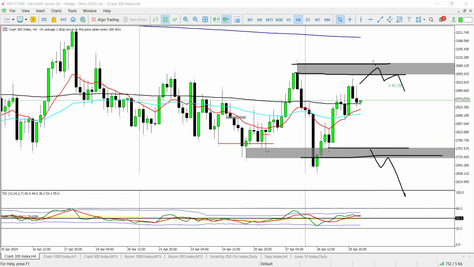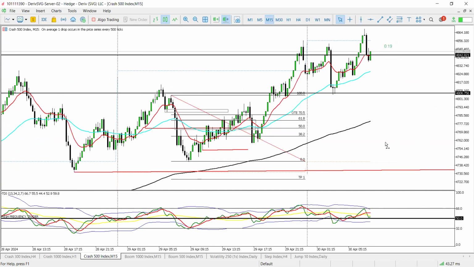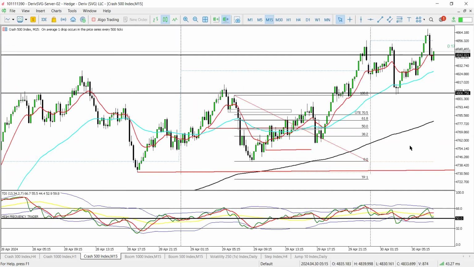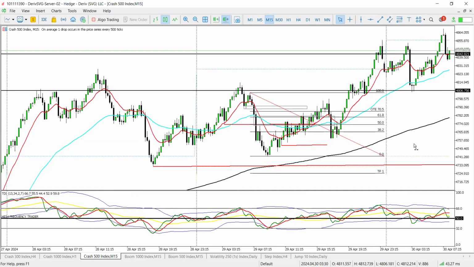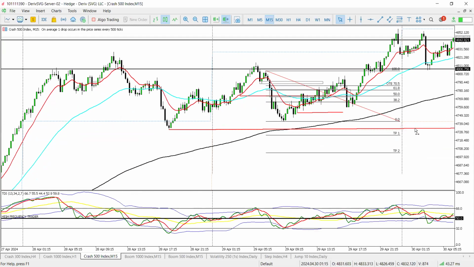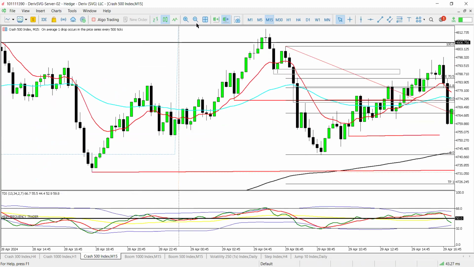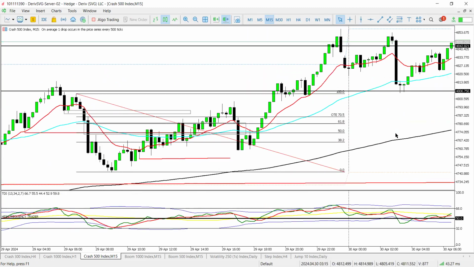So right now, we still haven't reached here. So still waiting for price to come up in this area before we can consider sells. Going to C500. C500 is the one which I had most of my money on yesterday. So I want to talk about C5, explain it a bit.